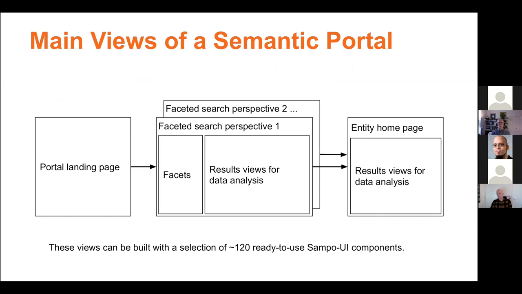Here I have tried to break down the user interface into three very basic views. On these semantic portals, we usually have the portal landing page, which contains links to different faceted search perspectives. We can create as many perspectives as we want. And then the third main view is the home page for each entity. So this is a pretty simple structure, and these views can then be built using a selection of about 120 ready-to-use user interface components that have been developed.